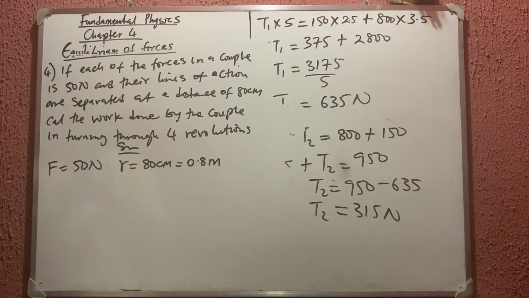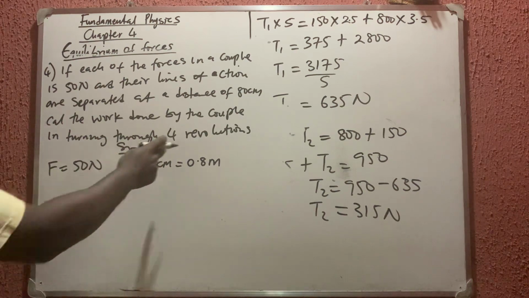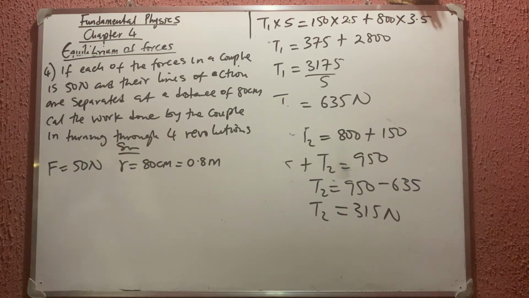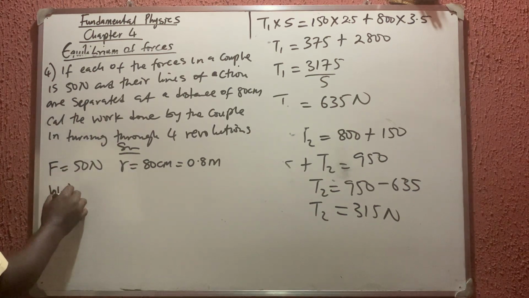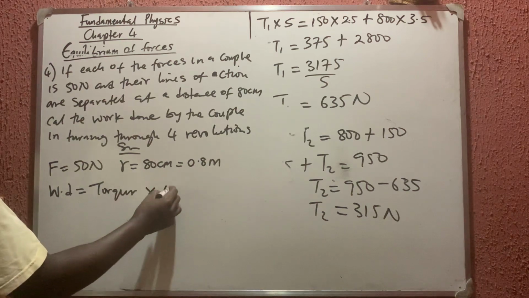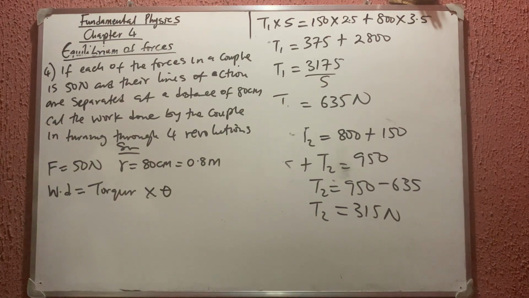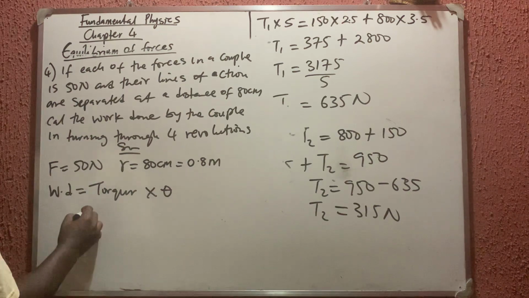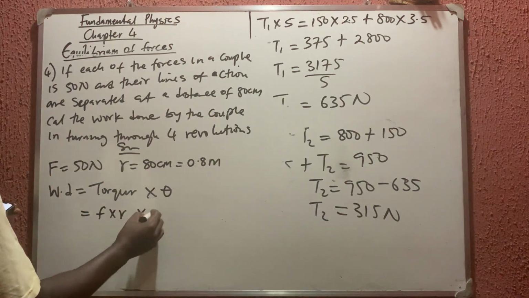Okay, so they now ask us to calculate the work done by the couple in turning 4 revolution. Now, the work done is equal to torque times theta. Our torque is equal to force times the distance. So our torque is F times r, then times the theta.